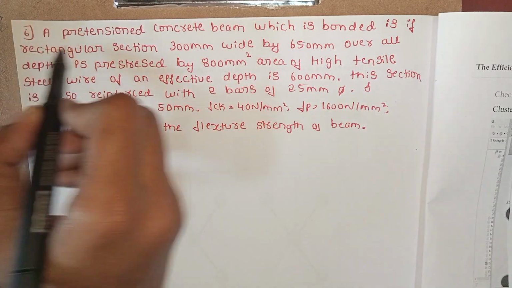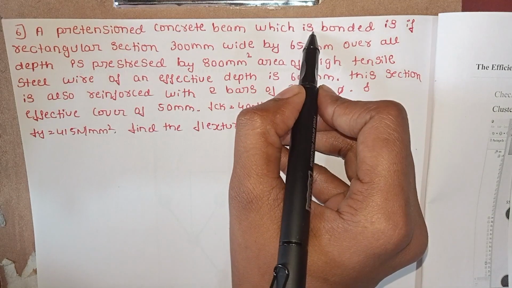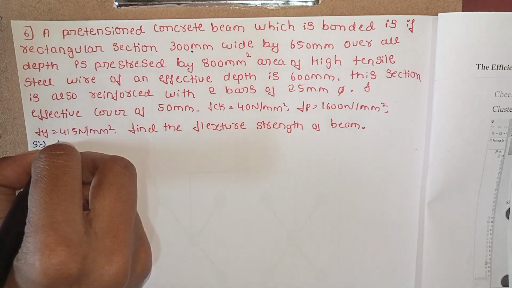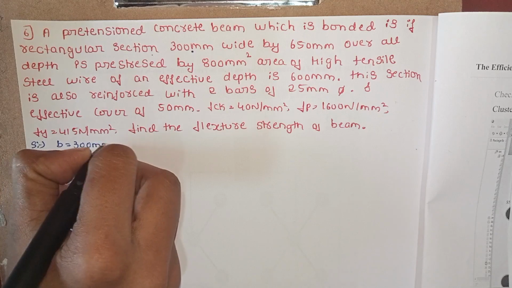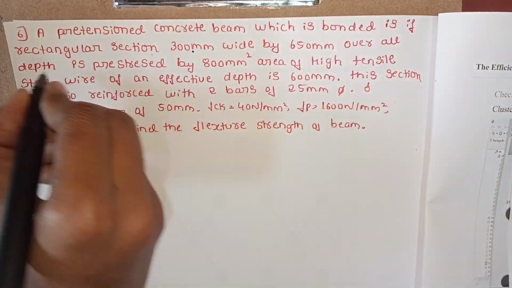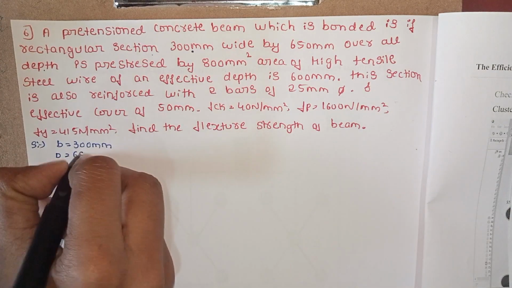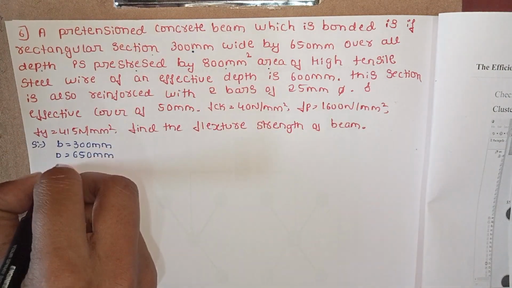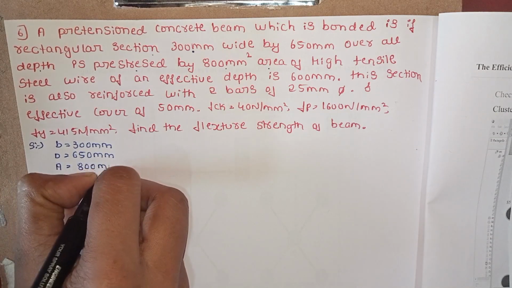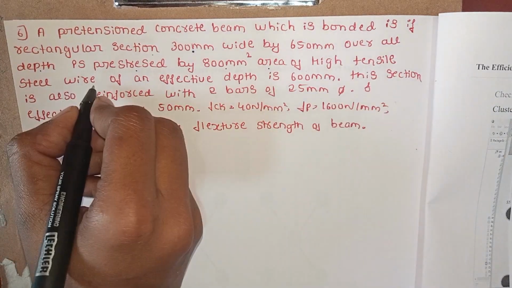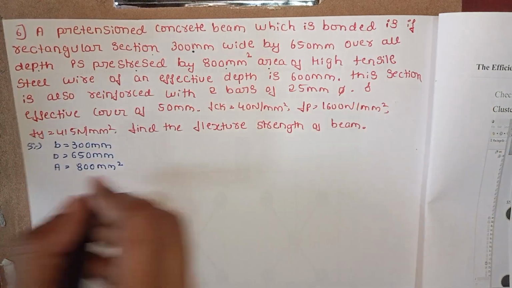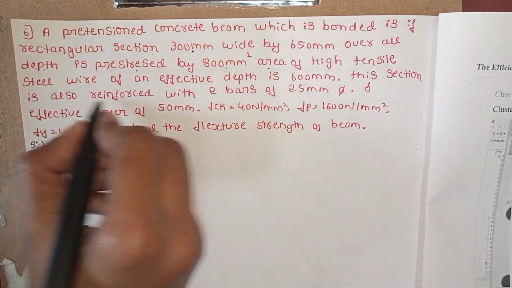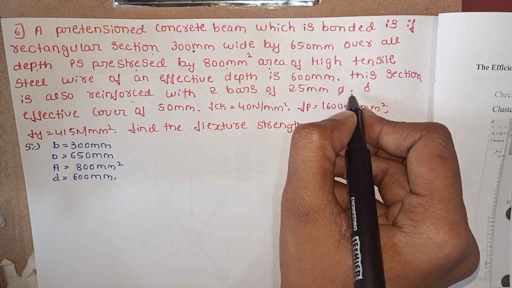This is problem number 6. A pretensioned concrete beam which is bonded, of rectangular section, is 300 mm wide, means B equal to 300 mm, by 650 mm overall depth, means capital D equal to 650 mm. It is prestressed by 800 mm square area, means A equal to 800 mm square, of high tensile steel wire of an effective depth of 600 mm, means small d equal to 600 mm. This section is also reinforced with 2 bars of 25 mm dia.